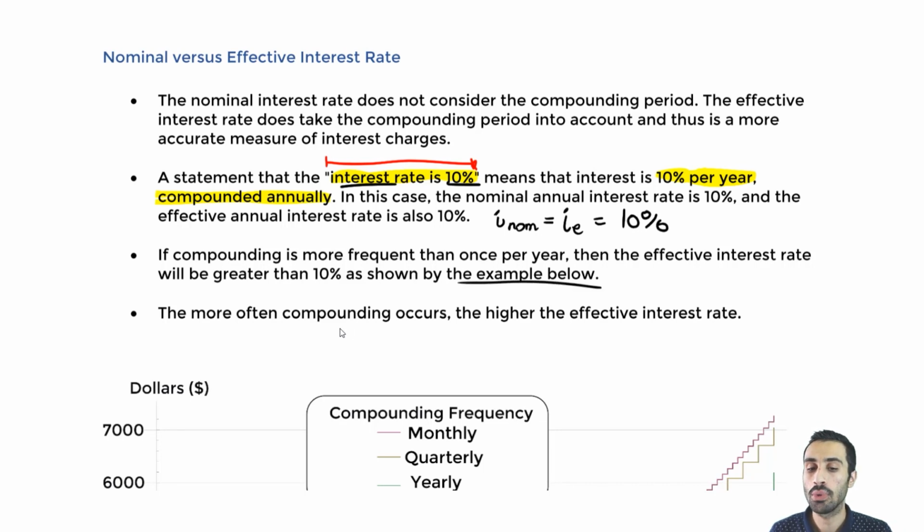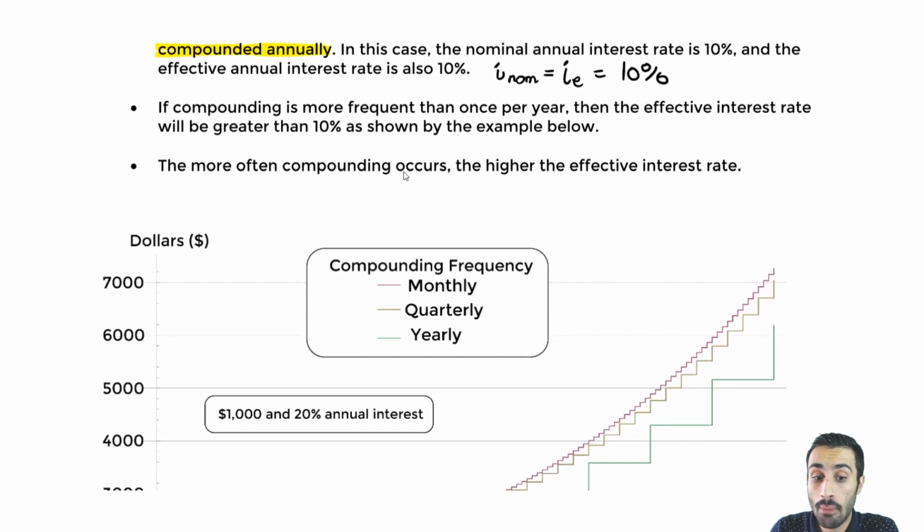And we'll see that through the examples below. So let's say if you have compounding monthly, daily, quarterly, semi-annually, the effective interest rate is always going to be bigger than the nominal interest rate of 10%. And then we know the more often compounding occurs, the higher the effective interest rate. So compounding, let's say daily, will give you a higher effective interest rate than compounding monthly. So that's what that part means.